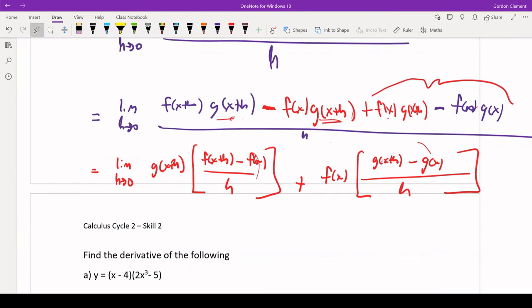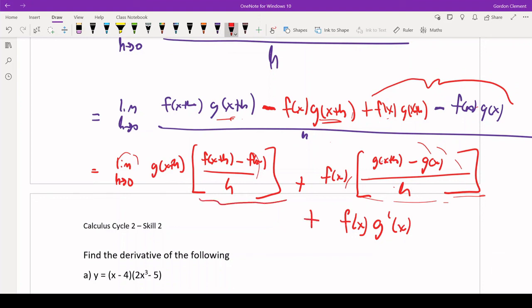And then the idea here is I've got this separated into 4 different parts. And our limit rules say I can break it into 4 different limits as long as I know that those limits exist. So as h goes to 0 of this piece, that's just the derivative of g. So that's going to exist. That's because we said g was a differentiable function above. So the limit as h goes to 0 of just this bracket is the derivative of g. The limit as h goes to 0 of f of x, well, that's just f of x. There's no h in there, so it doesn't matter what h does. So that limit's going to exist and work.